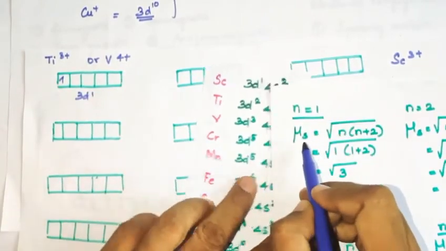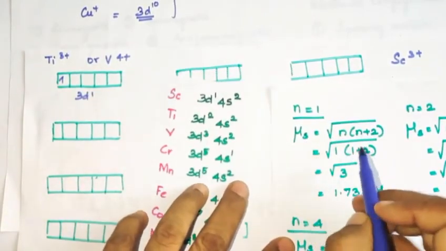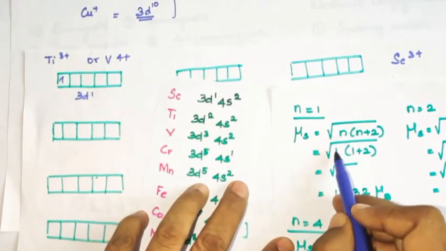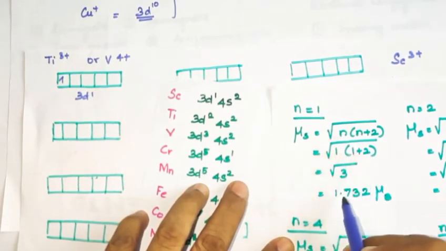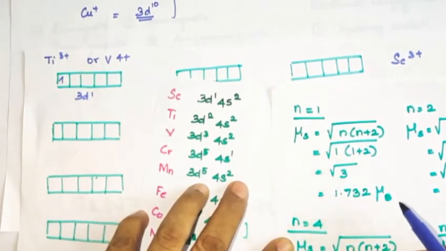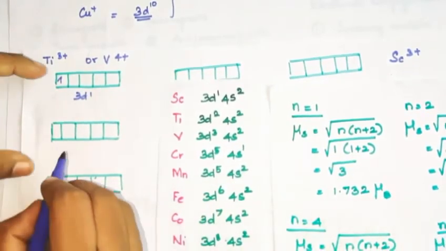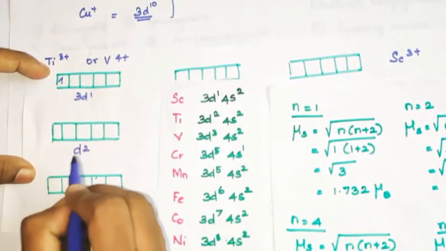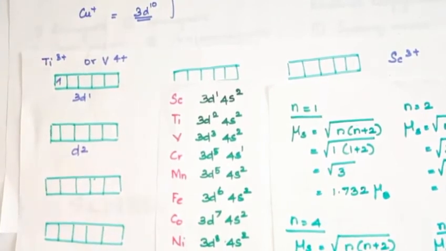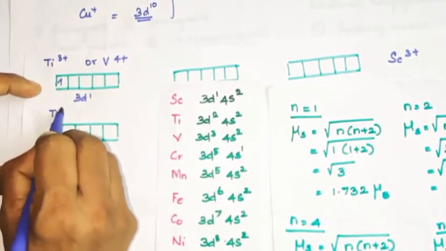Substitute in the equation n into n plus 2, so 1 into 1 plus 2, so you get root 3. The answer is 1.732 Bohr magneton. And then the d2 configurations are explained.